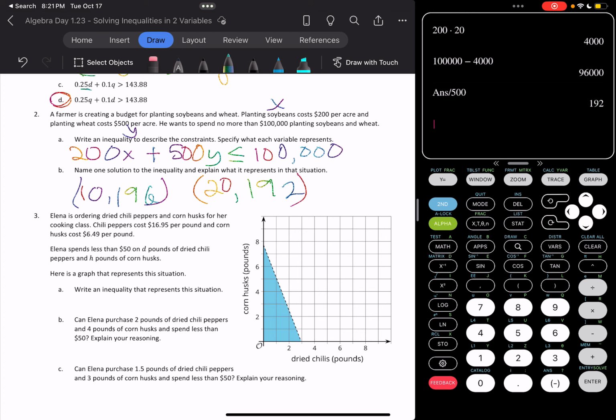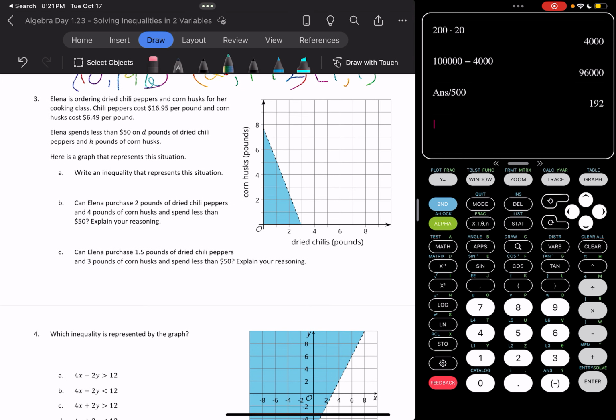Now you could also say, for example, 1 and 1. If they only plant 1 acre of each, they're going to be definitely under $100,000. Maybe not maximizing their budget.